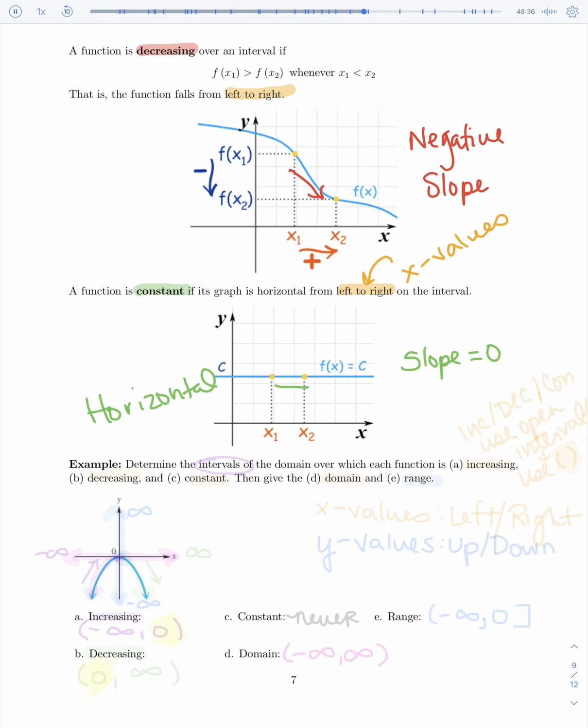So really, the only time you should ever be using y values is if you see the word range. Whenever you see increasing, decreasing, constant, or domain, you should be using x values. If you do, however, see range, that's the one time you're going to be talking about using the y values. And when you're doing your y values, that's when you're doing your up and down. And when you are doing your x values, you're doing your left and right.